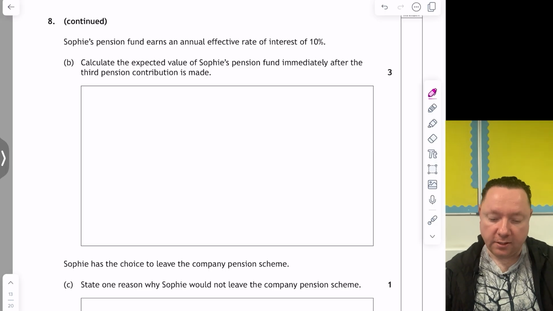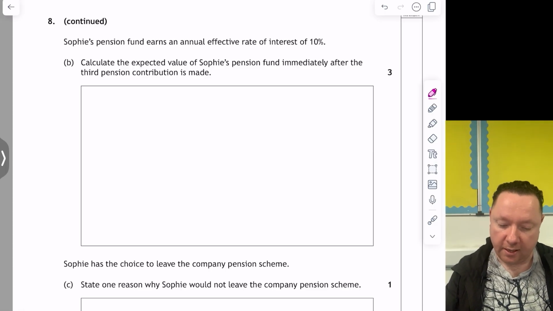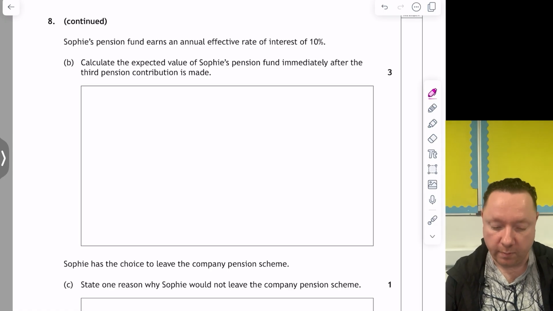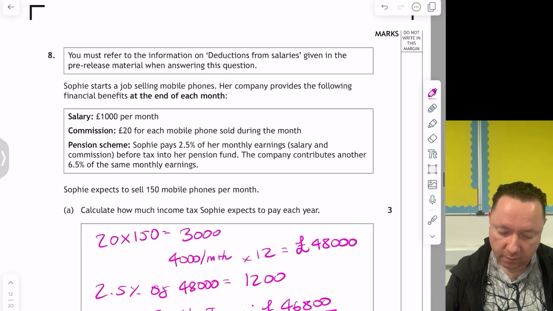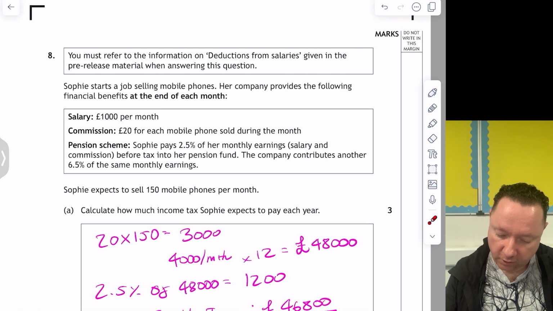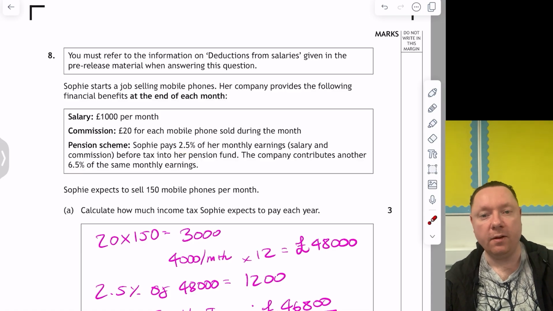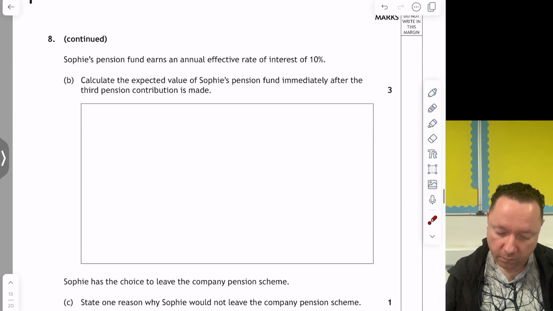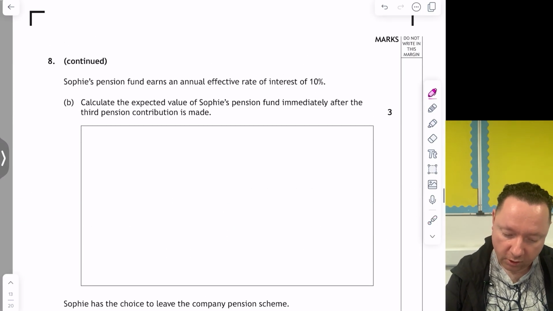Sophie's pension fund earns an annual effective interest rate of 10%. Calculate the expected value of Sophie's pension fund after the third contribution is made. So let's look at her pension benefits again. She earns £4,000 a month, and she gets 2.5% in, and the company pays 6.5%. So 2.5 plus 6.5 is 9% of her salary going into pension. So we need to work out what our pension contribution is first.